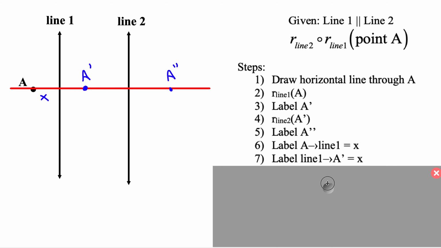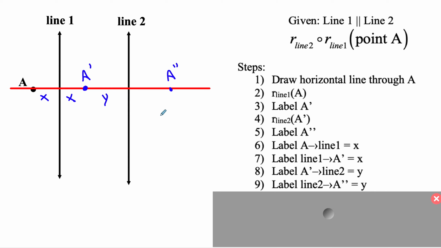So remember, A to line 1 is x. From line 1 to A prime has got to be the same, otherwise it's not a proper reflection, same perpendicular distance. A prime to this, well, remember, this actually looks different, so it makes sense that it's going to be some different variable. But that means when I reflect this, I suspect this is going to be y also. Look at that, it's y, right? Now is this different? It turns out that's all the end of the steps, right?